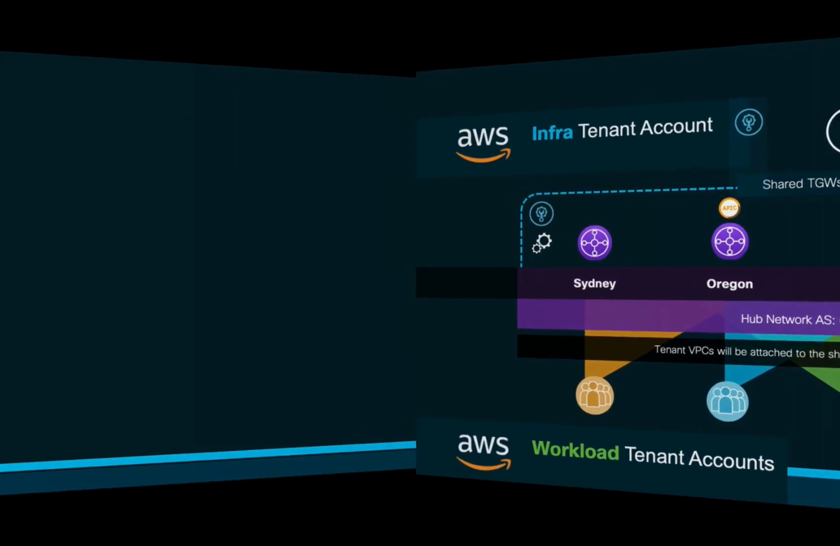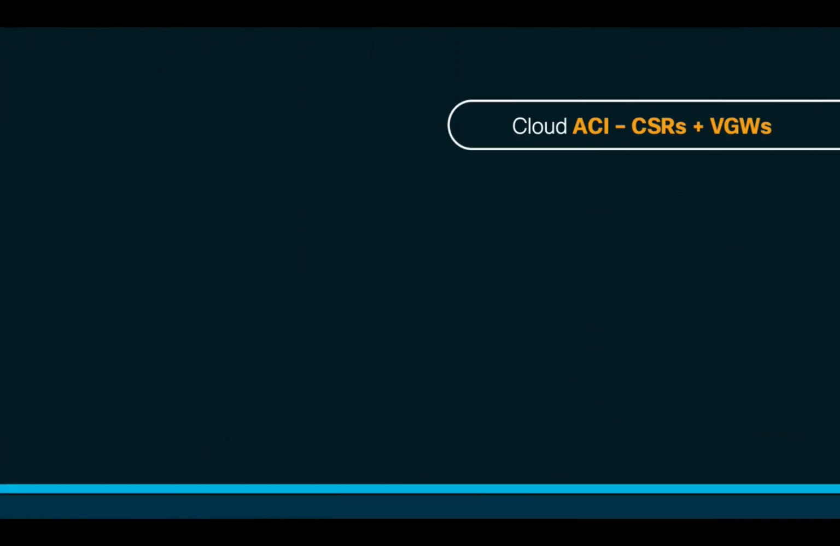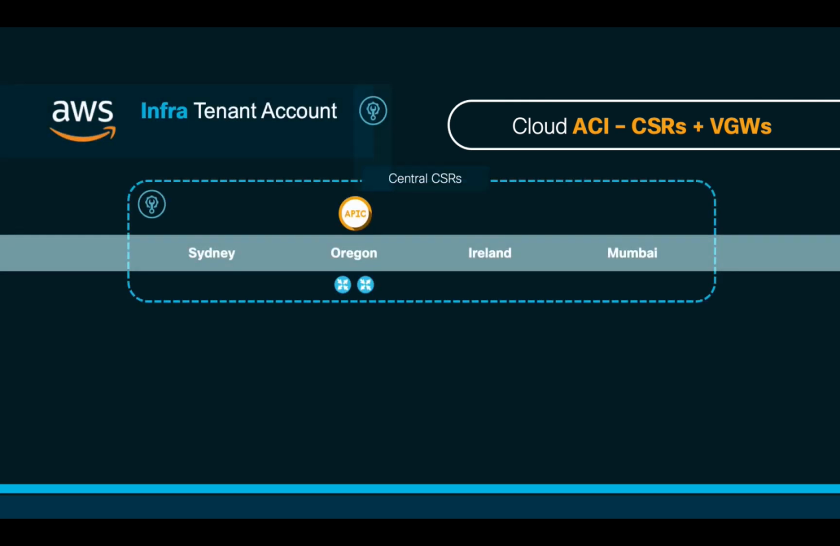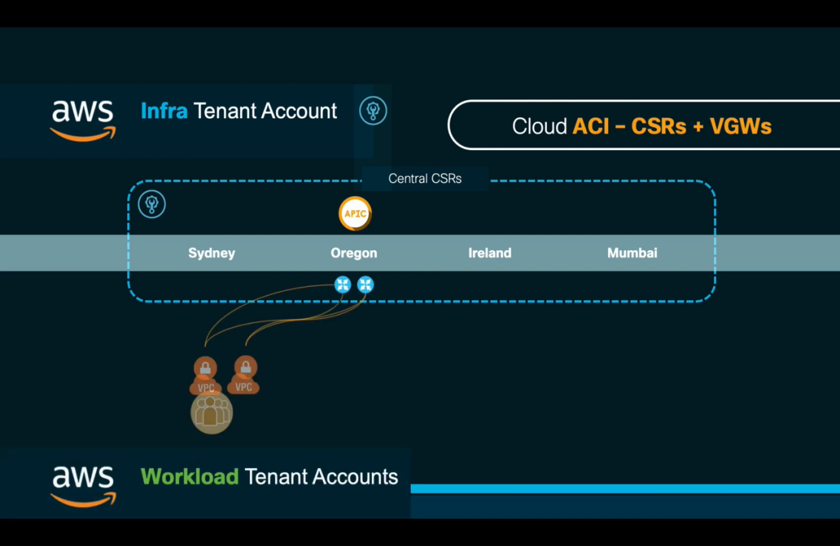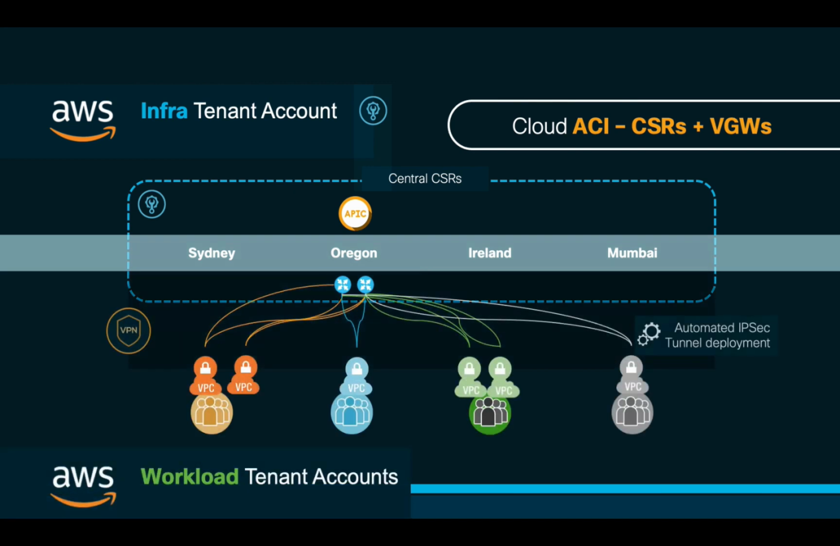Now, if you choose to run CSR1000Vs and VGWs instead, Cloud ACI will automate the deployment of at least 2 CSRs in a specific region. All the different tenant VPCs will communicate through them through an automatically provisioned VGW. ACI will take care of all the necessary IPsec tunnel setup and routes.